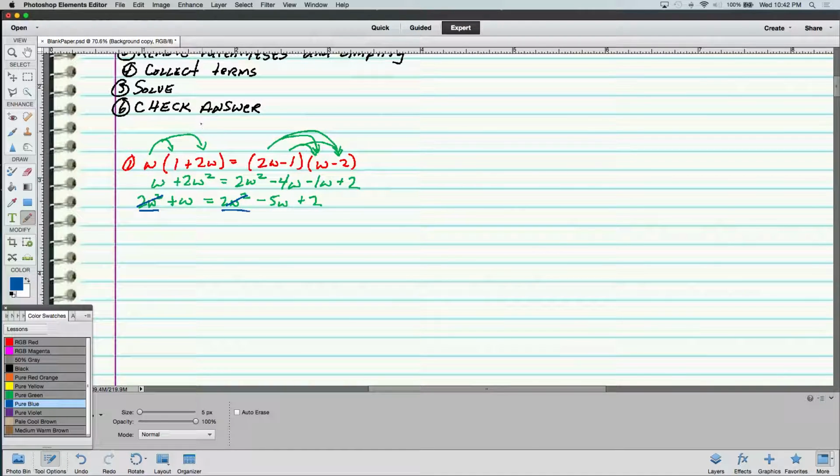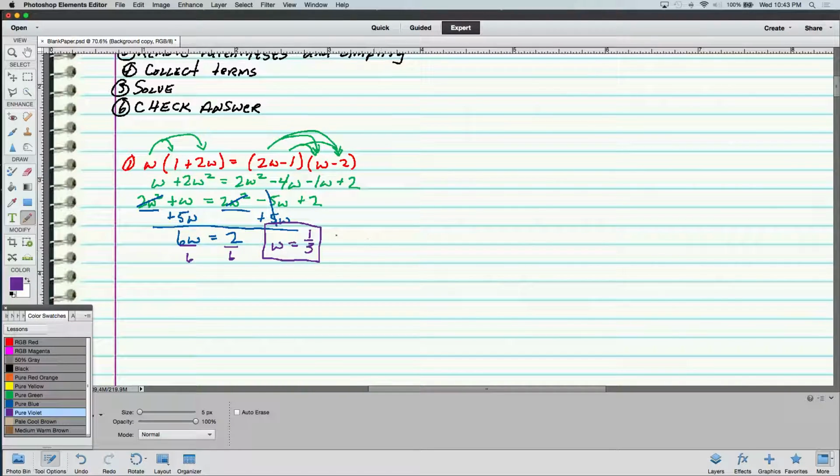And step four, collect all the terms, meaning we want the w's on one side, the constants on the other side. So we're going to want to move this negative 5w. So plus 5w to both sides gives us 6w on the left, 2 on the right. Step five, solve, divide both sides by 6. We're left with w equals 1/3.